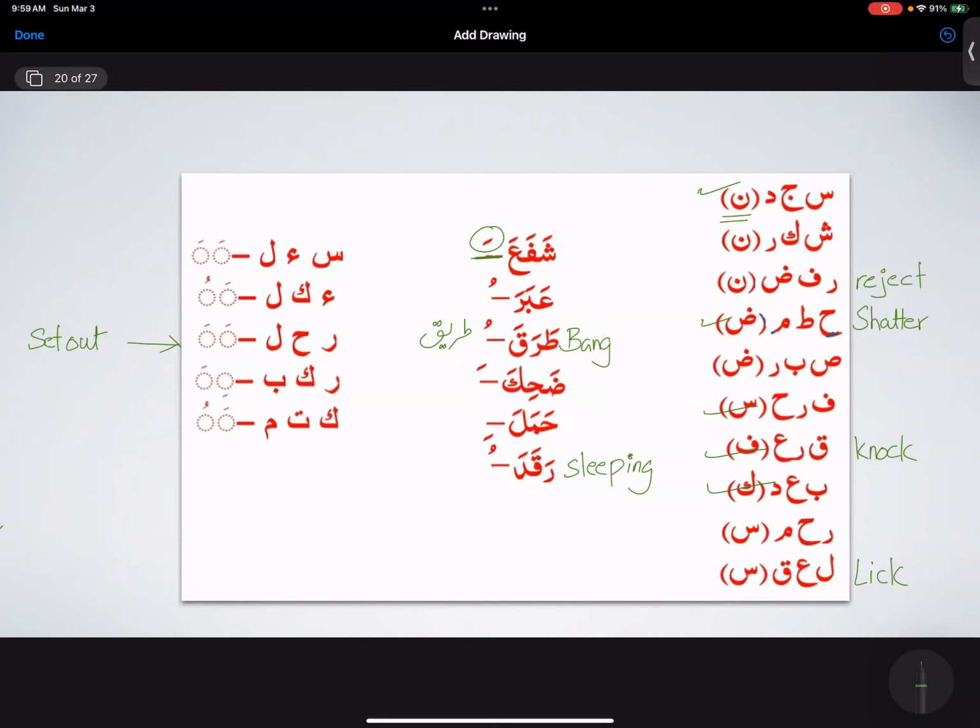Yashfa'u. This is Mudari, from Bab Fataha. Now, abara would be Yabaru, Bab Nasara. So you are going to find a haraka like that, and it is telling you that in the mudari you are going to give a dhamma. So that is madmum, the mudari form. Taraka, yatruku, so this is again Bab Nasara.